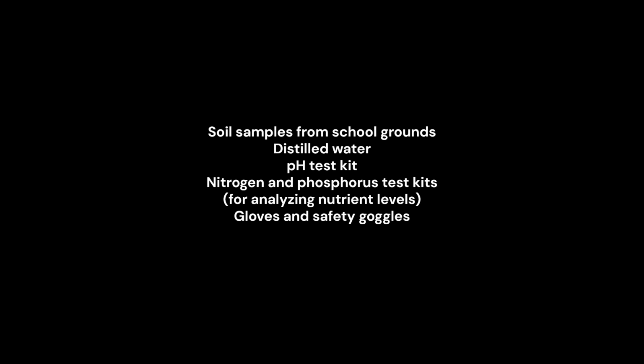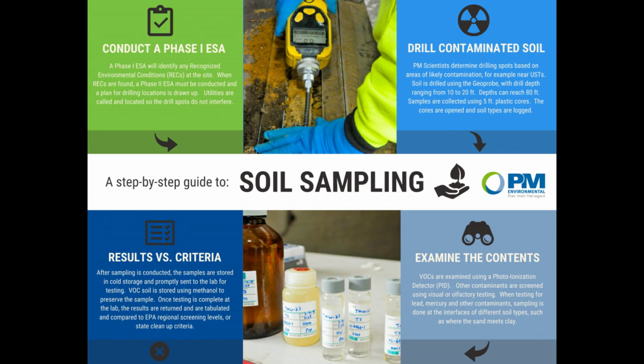The materials we used to conduct the soil composition experiment include soil samples from school grounds, distilled water, pH test kit, nitrogen and phosphorus test kits for analyzing nutrient levels, and gloves and safety goggles. To conduct the soil composition lab for testing phosphorus levels, collect a sample of soil from the designated test site using the Luster Leaf 1602 soil kit.